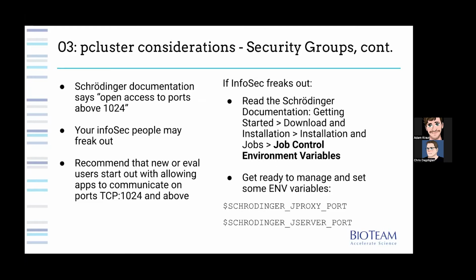Your life is going to be easier. The job control stuff is going to work. However, Schrödinger support is fantastic. Their documentation is great. If you're in an InfoSec environment where you have to constrain the port ranges involved, you can do it via environment variables. So you'll have to get prepared to manage some JProxy and JServer port variables if you want to constrain the networking range that Schrödinger's job control system uses to submit work to a cluster and monitor the progress of that job through its life cycle.